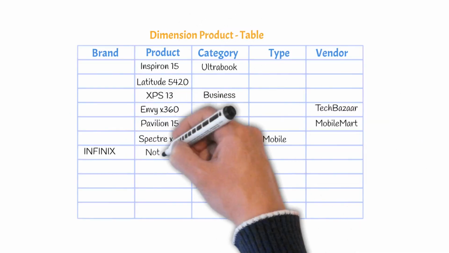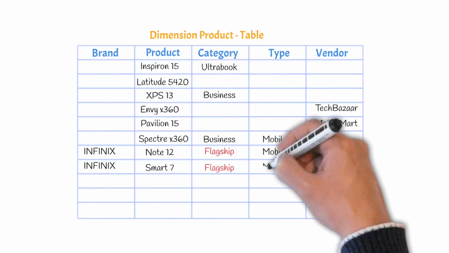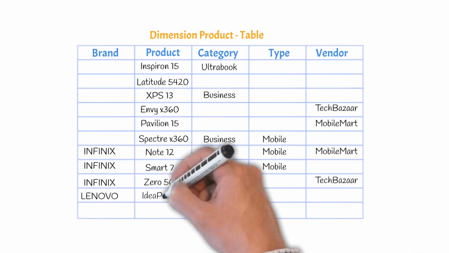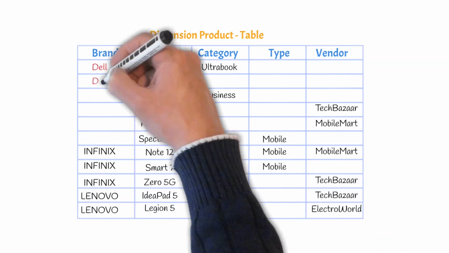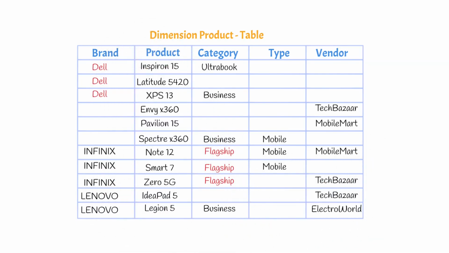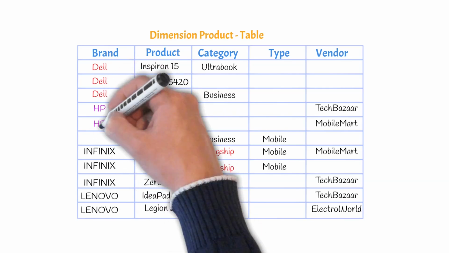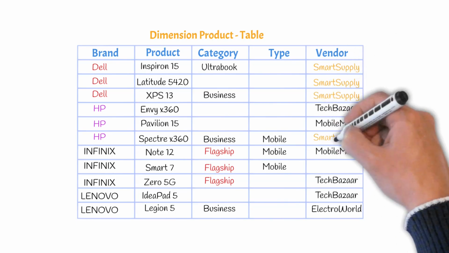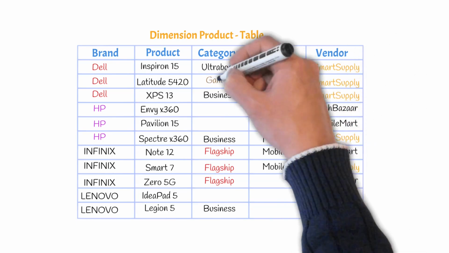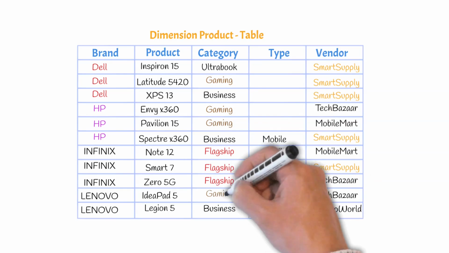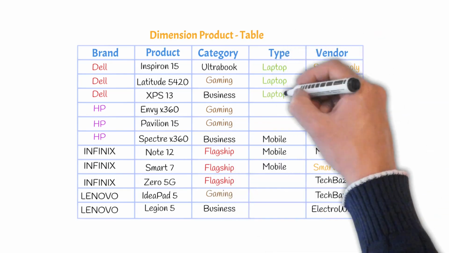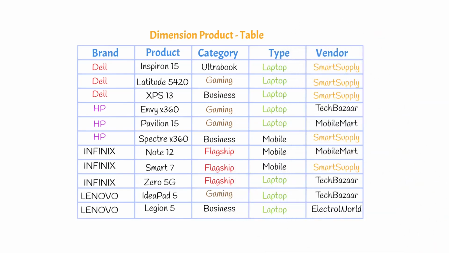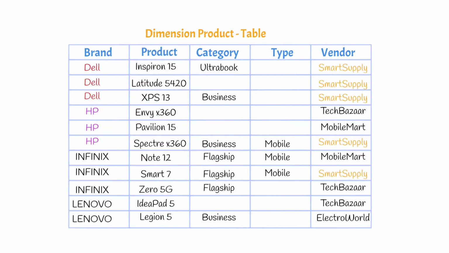Look closer at the table. Notice how the same information keeps popping up again and again. The brand Dell shows up in 3 rows. HP appears multiple times. The vendor, Smart Supply, is repeated, and even categories like gaming or types like laptop are copied over and over. All this repetition wastes space, slows us down, and opens the door for mistakes.